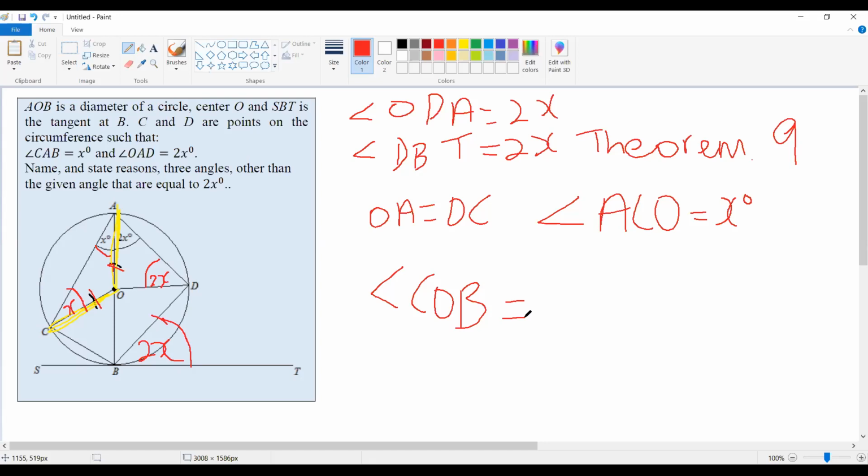I don't think anybody really knows. What kind of triangle is COB? It is a 90-degree angle triangle. No. Yeah, isosceles.